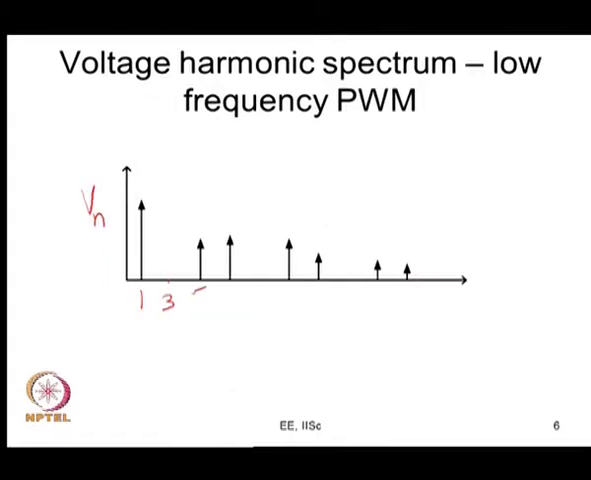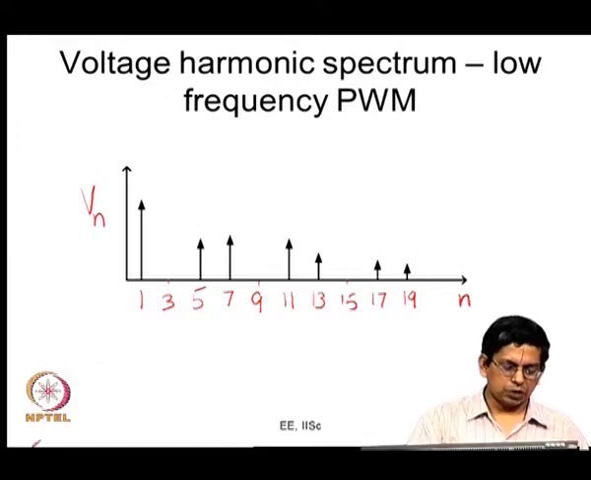Then you have the 5th harmonic, you will have the 7th harmonic. Again your 9th would be absent because you are subtracting 2 pole voltages. Then this is 11, this is 13. 15 is absent. All the even harmonics are anyway absent. So, this is 17, this is 19 and so on, where this is the harmonic order n. So, let us say such a kind of waveform is being applied whose frequency spectrum is like this.